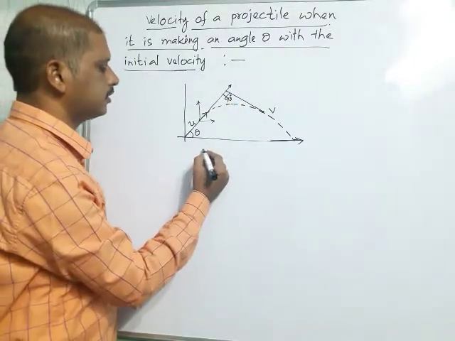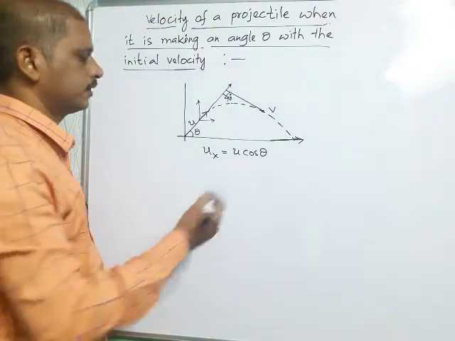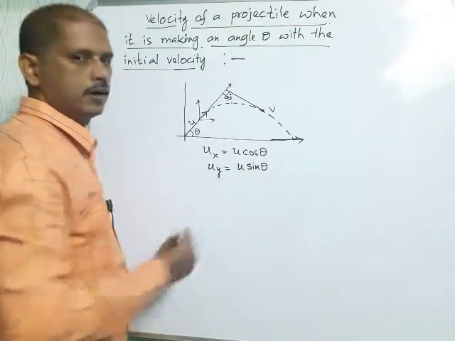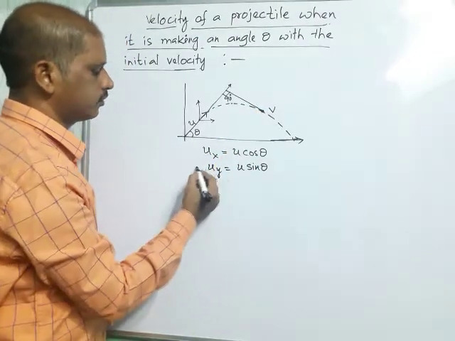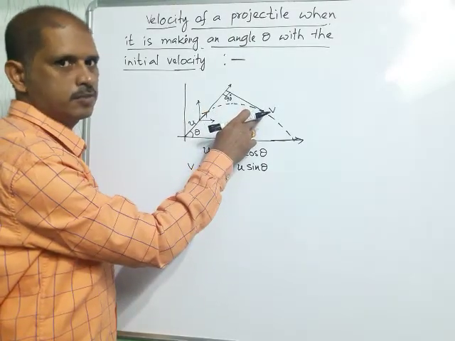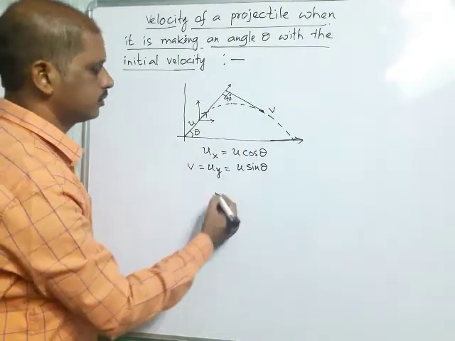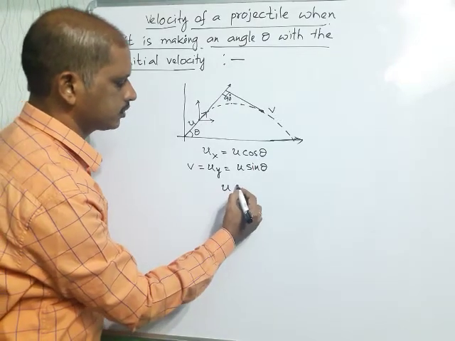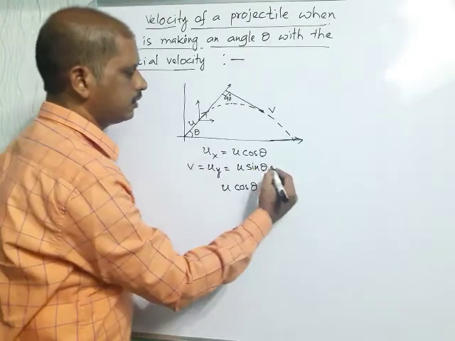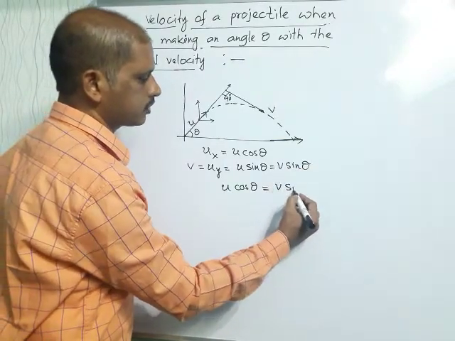We know that horizontal velocity ux is equal to u cos theta. Vertical velocity uy is equal to u sin theta. But here we consider that velocity is v, so let it be v. So here horizontal velocity and vertical velocity will be same. When it comes down, horizontal velocity is converted into vertical velocity. So we can write u cos theta is equal to, this is u sin theta, but in terms of v it is converted as v sin theta.